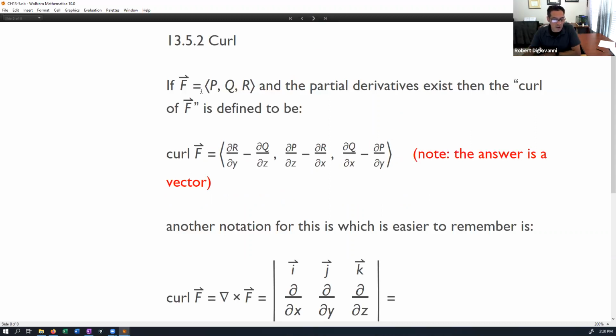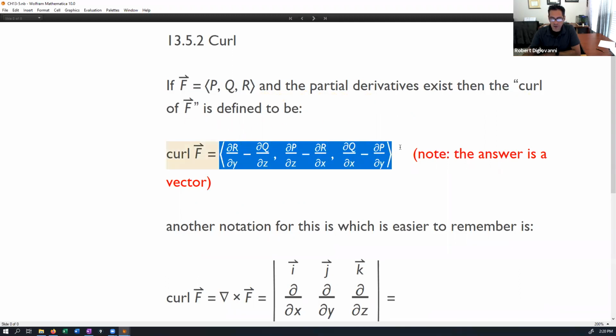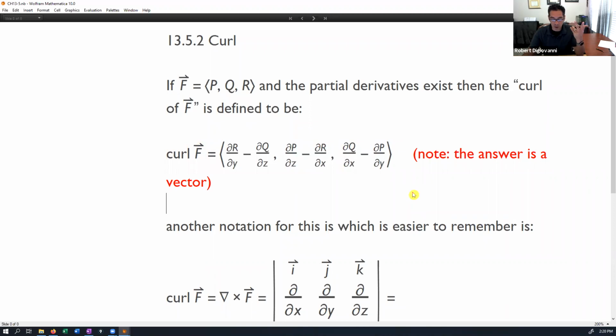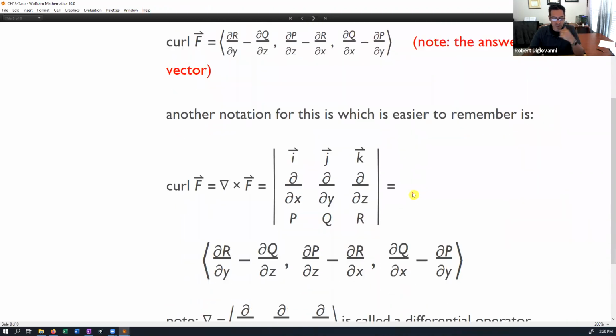If you're given a vector field F equals P, Q, R, and the partial derivatives exist, then the curl of F is defined here. Now you can try and memorize that, but there's an easier way to remember the formula for curl, and that is to use this really cool notation. Curl of F equals the gradient crossed with F.